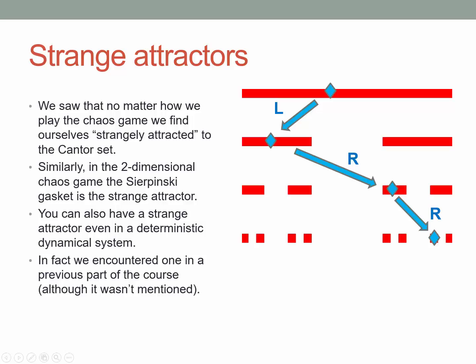Now, maybe you get the impression that this can only occur because of the fact that we had the coin tosses. In other words, we had some randomness in the definition of the dynamical system. But in fact, you can also have a strange attractor even in a deterministic dynamical system. That is to say, a dynamical system in which there are no random elements. In fact, we already encountered one. It wasn't mentioned earlier in the course, but in a previous part of the course, we were looking at a dynamical system that has a strange attractor.